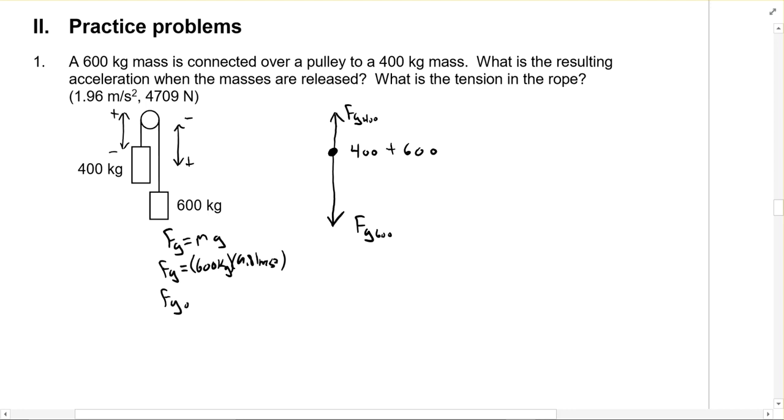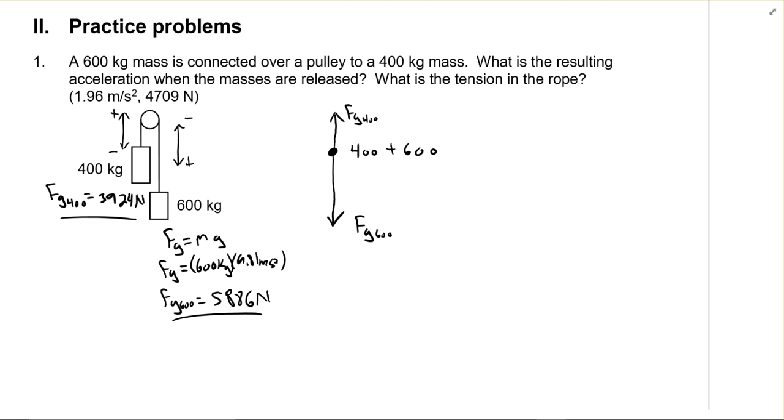Fg for the 600 is going to be 5,886 newtons. Okay, on this side, Fg for the 400 is going to be 3,924 newtons. That was just mass times gravity, I just didn't show that this time. Okay, so we got that one, we got that one. All right.